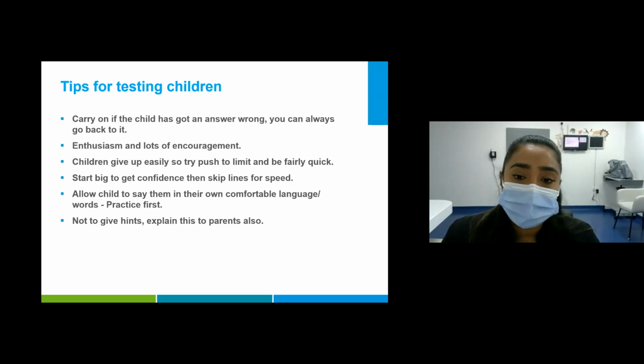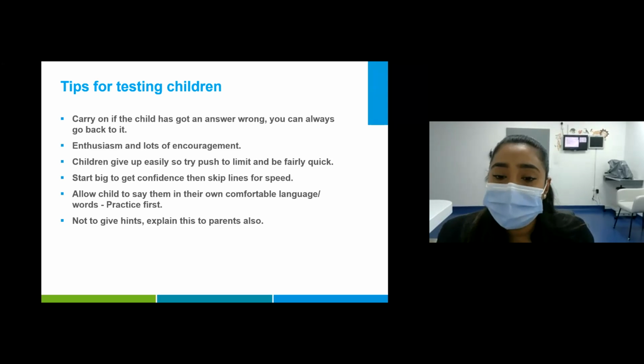They tend to give up easily, so you have to try and push them to the limit and also be fairly quick. I tend to start off slightly big to get their confidence and then skip lines again for speed. I practice the pictures with them first, just to see what they name these images, and making sure that they know the letters well. So whatever word they use, I don't try and correct them and teach them the right one. If that's what they say, as long as they consistently say that every time they see that picture, it's still a positive response to the vision.